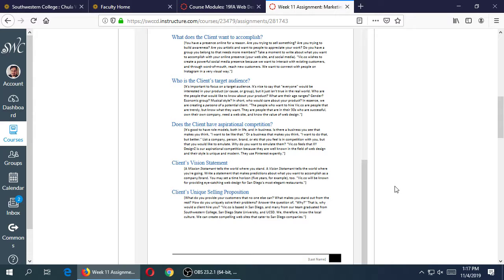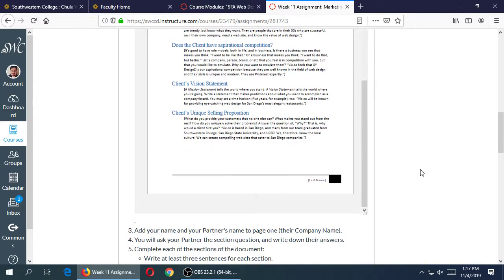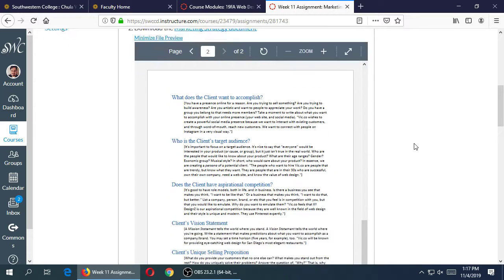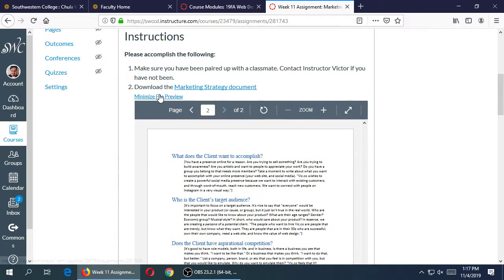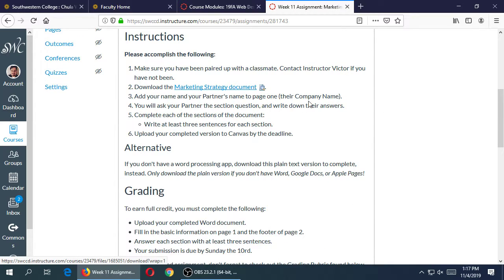You're interviewing some potential client to figure out what you need so that they can succeed when you make them a website. You're not going to really make them a website in the future, but this is an example of what you would do with a potential client.